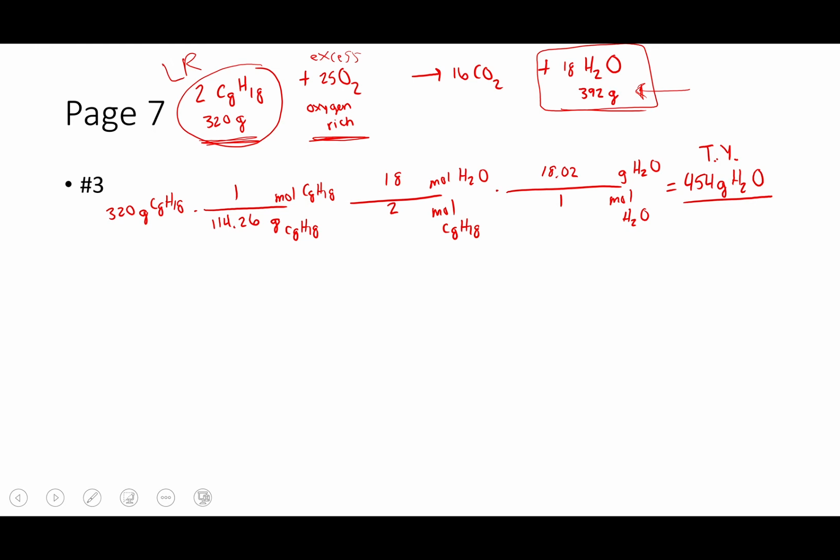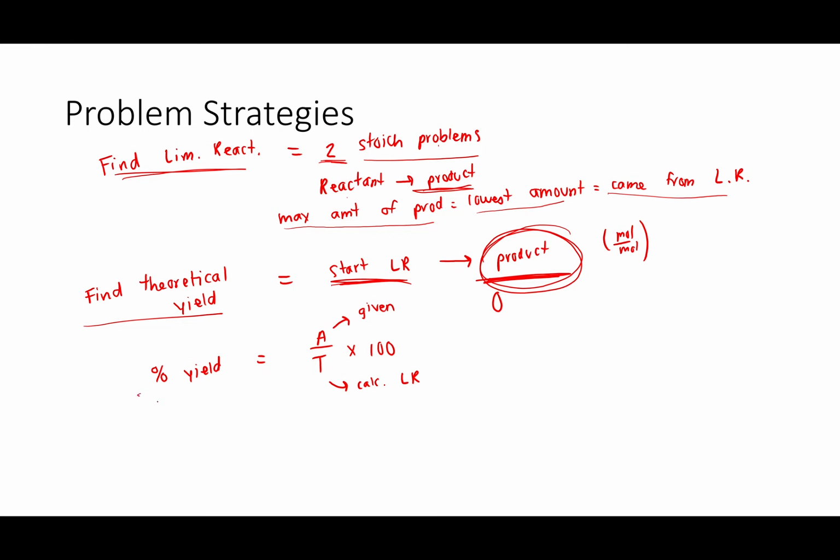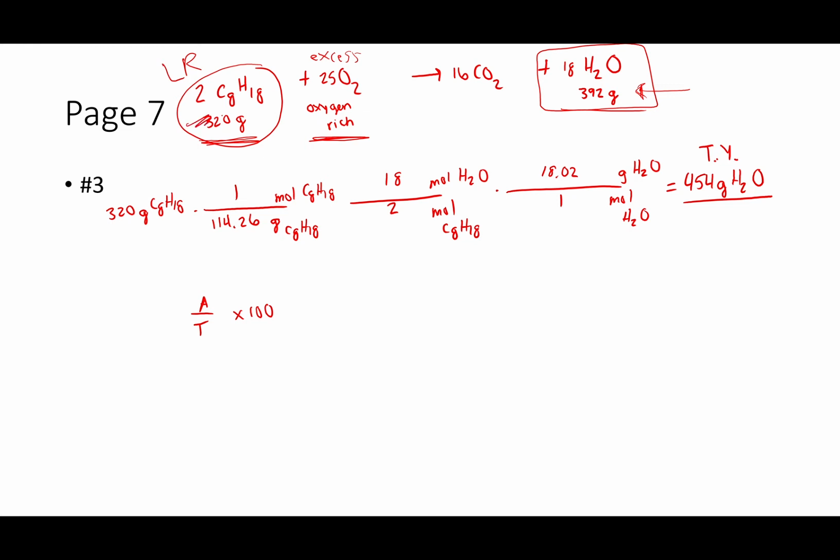I'll label it TY. So letter C says determine the percent yield. So I use actual over theoretical times 100. And as you can tell from your notes that we made back here, the actual yield is given to me. The theoretical yield was what I calculated from my limiting reactant. So when I look at what I was given, I used this 320 grams already. Oxygen rich doesn't matter to me. So this has to be my actual yield. It's a given amount of product, so that's exactly what it is. So 392 over 454 times 100.